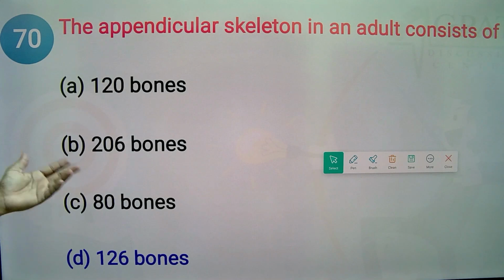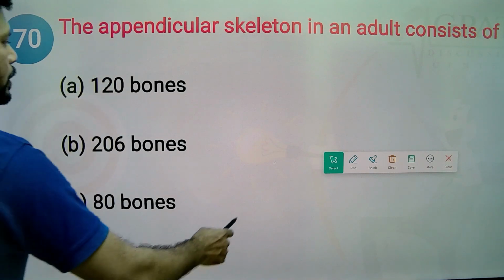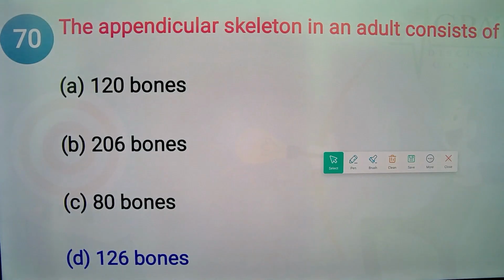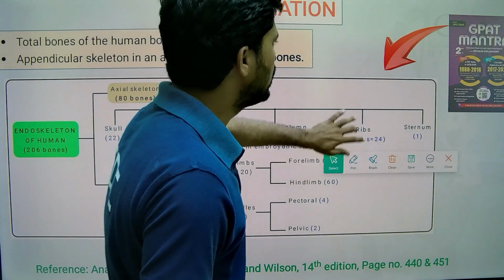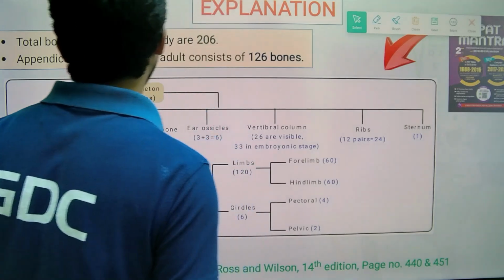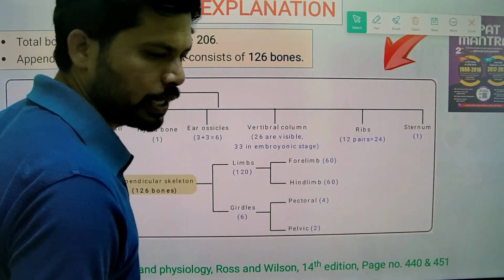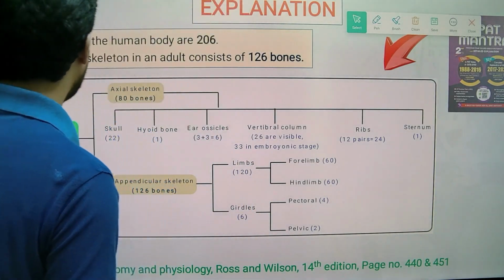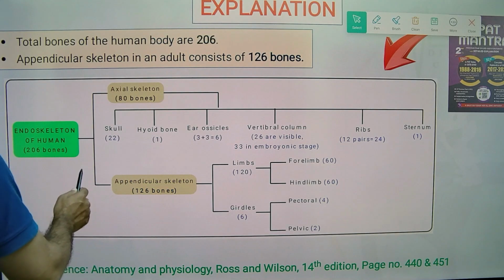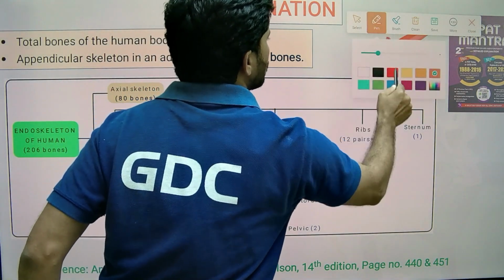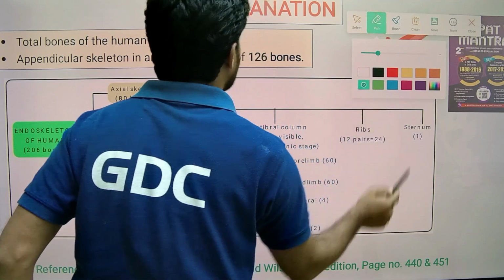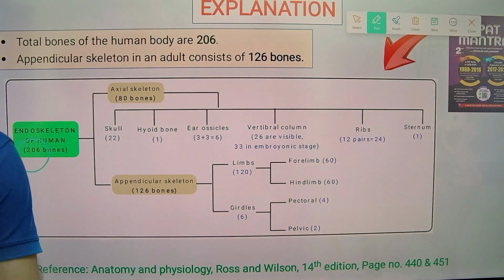The appendicular skeleton is 126 bones, the axial skeleton is 80 bones, and the total is 206 bones. This is a simple flow chart of the axial and appendicular skeleton, including the total number of bones. The total number of bones is 206.